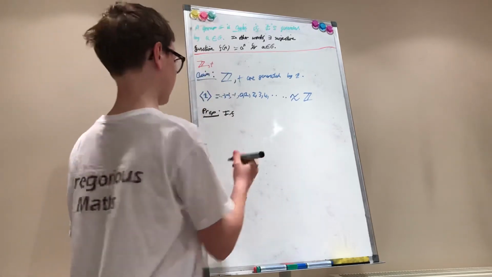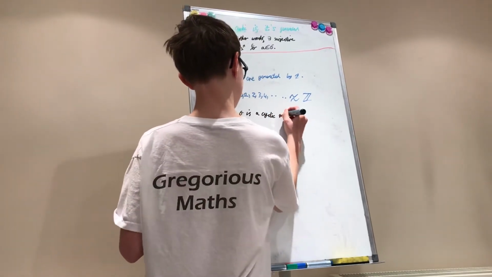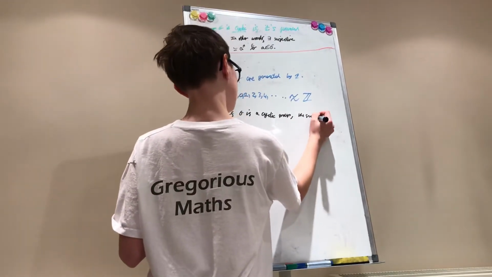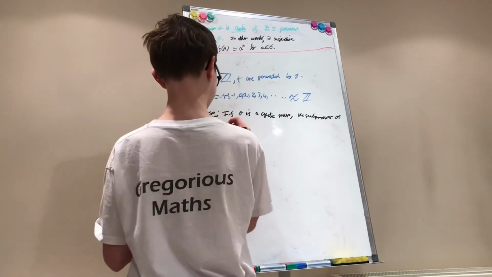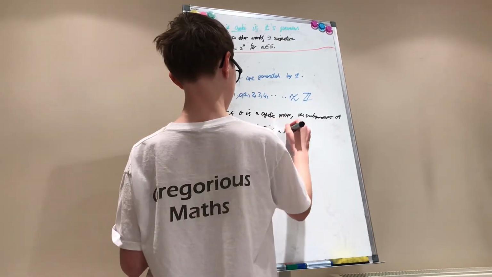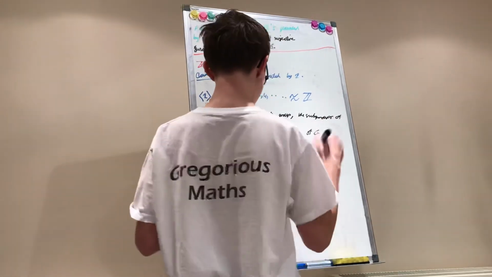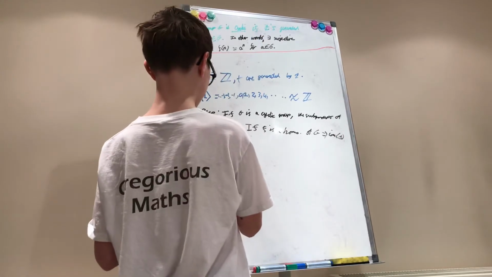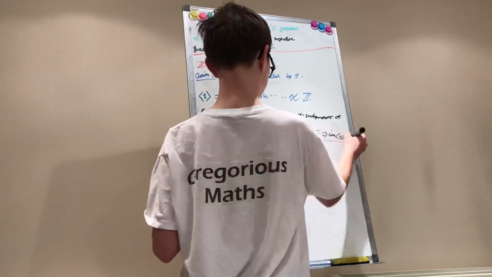Okay, so let's prove this. If G is a cyclic group, then the subgroups of G are cyclic, and if F is a homomorphism of G, then the image of F is a cyclic group. So kind of two different things here.